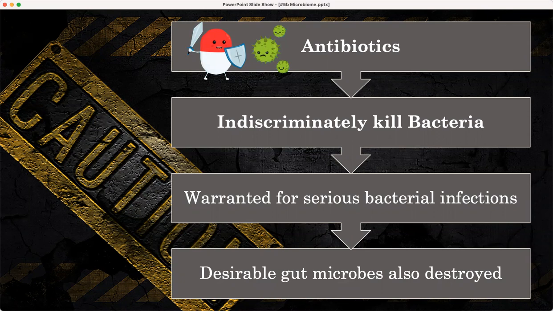Antibiotics indiscriminately kill bacteria, and they're only good for serious bacterial infections, but they kill all kinds of gut microbiome. So you lose the diversity, and you can lose some of these great Bacteroidetes microbiome.